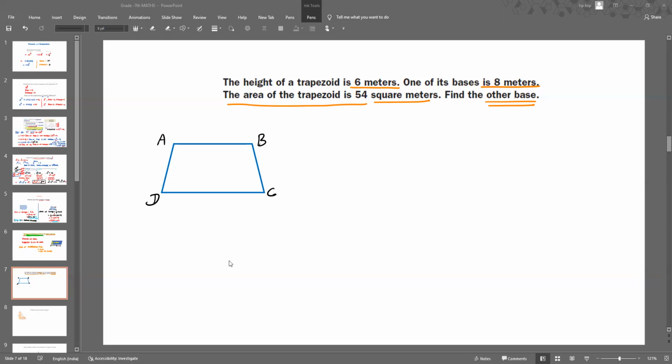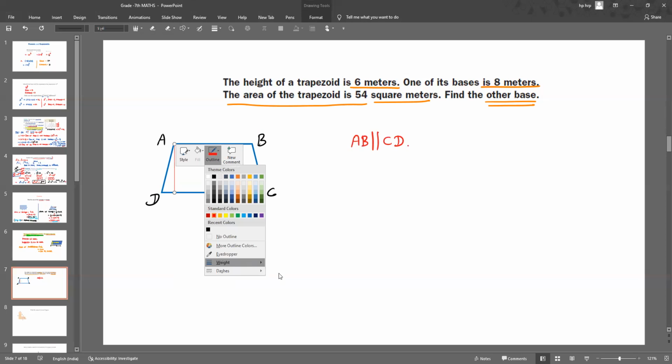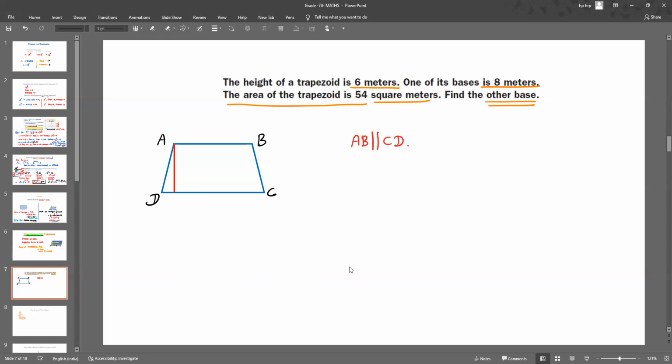Yes. So here you can see that according to this figure, we have AB parallel to CD or DC. These two lines represent parallel lines. Okay. Now according to this, we have to draw the height. Height is always perpendicular. Just a second, I can increase the thickness of this line so you can understand. This red line I can draw, that is the height of the trapezoid. Okay, and in the question that height is given, that is 6 meter.